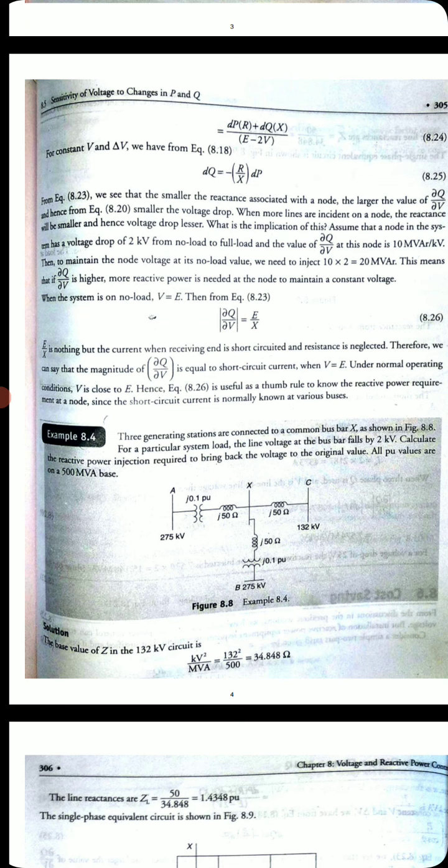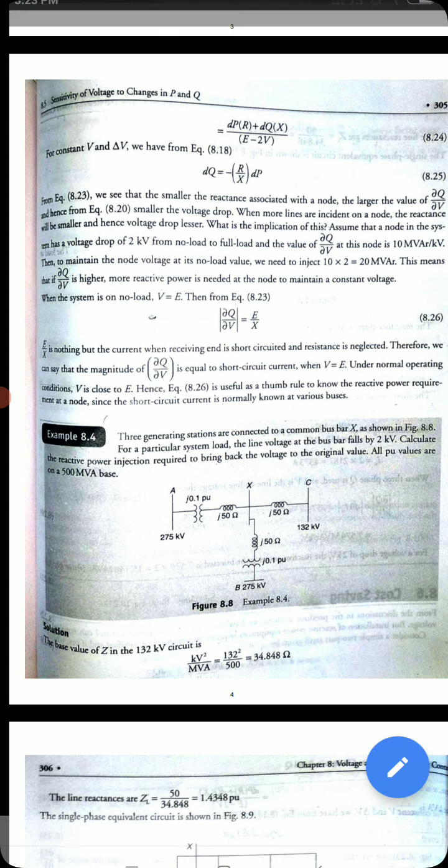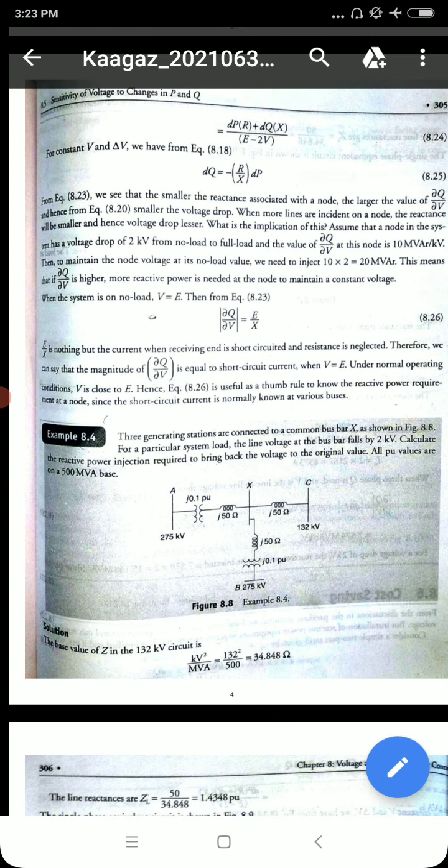At node A we have 275 kV, connected with a transformer of 0.1 per unit impedance and j50 ohms as reactance. The X node is there. Then that node is connected with 50 ohms reactance to the node C. Another 50 ohms reactance plus one transformer with 0.1 per unit is connected to B. Each of A and B has 275 kV and C has 132 kV.